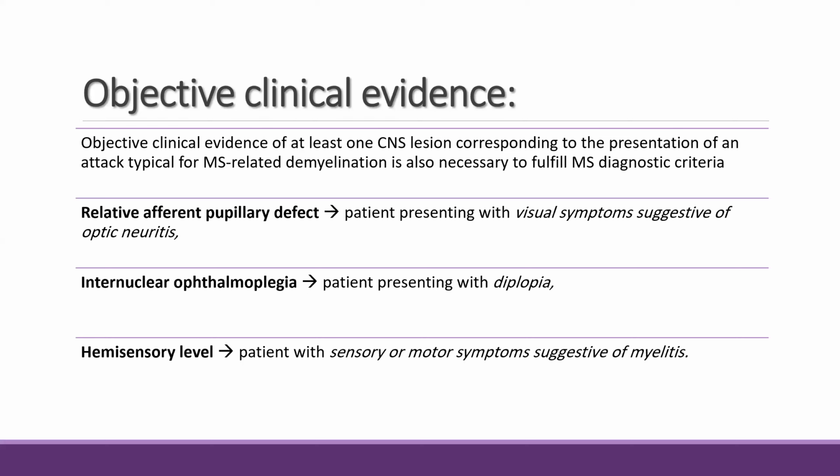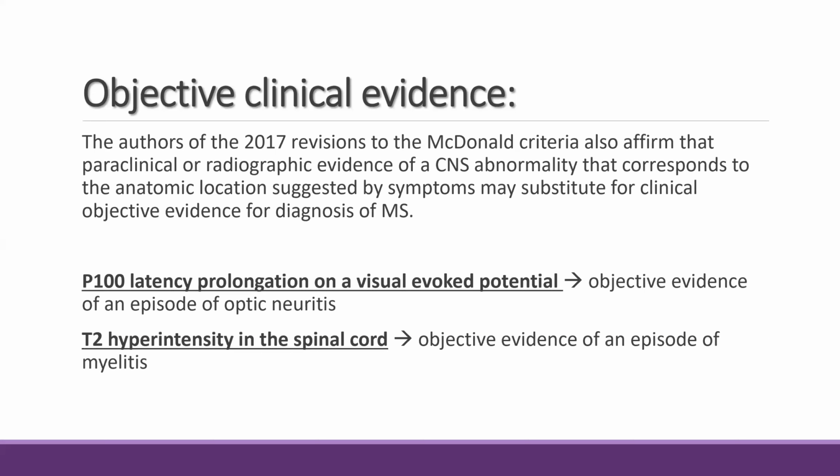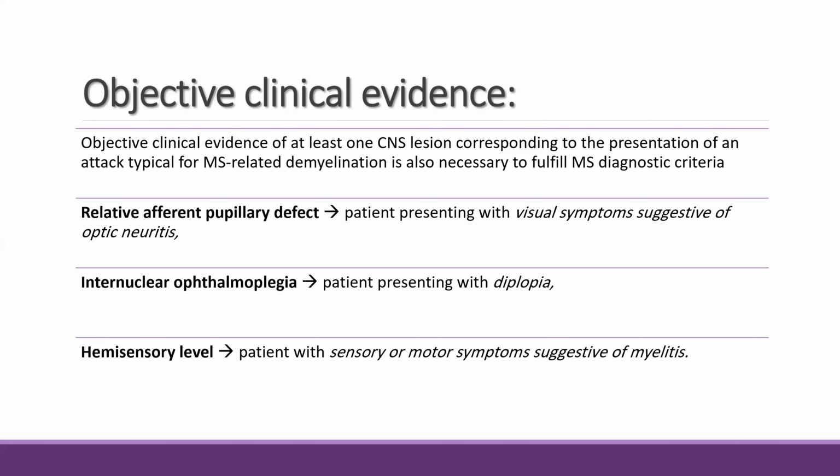So for example, in physical examination, we have what we call relative afferent pupillary defect. When I examine the patient's pupil, I notice that initially there is constriction, then dilation, then it's dilated more and more. That's because when the impulses try to travel through the axon, because of demyelination over time, it will not respond. So this relative afferent pupillary defect suggests optic neuritis. Internuclear ophthalmoplegia presents in a patient with diplopia. Hemisensory loss in a patient with myelitis, and so on. So the objective clinical evidence comes from clinical examination or MRI.